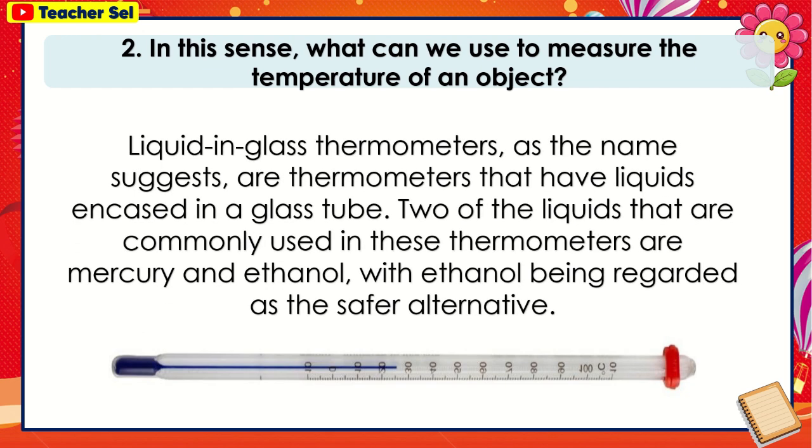Liquid in glass thermometers, as the name suggests, are thermometers that have liquids encased in a glass tube. Two of the liquids that are commonly used in these thermometers are mercury and ethanol, with ethanol being regarded as the safer alternative.